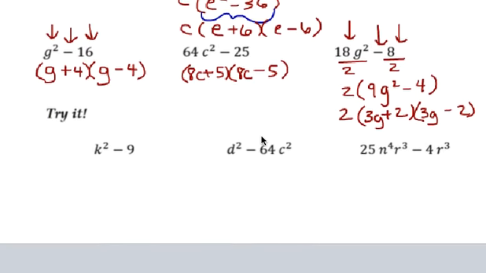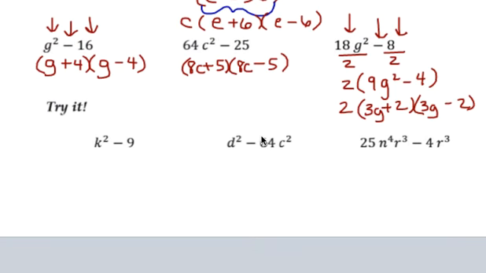Okay, going on to the bottom here. You might want to pause it, try it, and then start it back up. Okay, hopefully you did that. Now we have k plus 3 and k minus 3. If you did this one correctly, you got d plus 8c times d minus 8c.